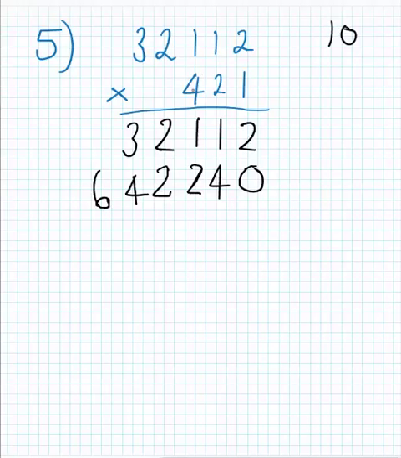Now have a look at this one. This 4 is in the hundreds column. How many zeros in 100? 2 zeros. So this is why I must put my 2 magic zeros now, because that is actually 400 times 2.